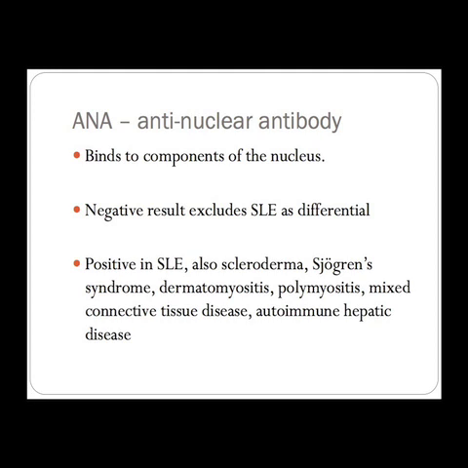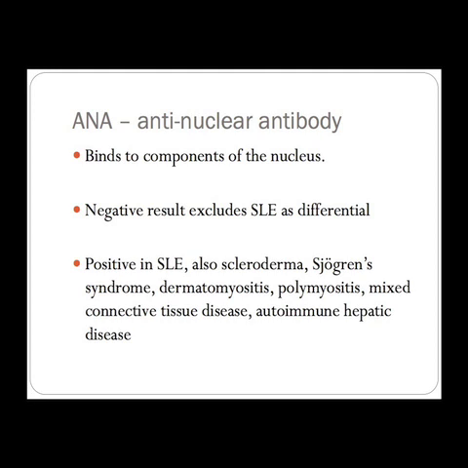A positive test, however, can be due to a number of other problems, the most important of which are scleroderma, Sjögren's syndrome, dermatomyositis or polymyositis, mixed connective tissue disease, and autoimmune hepatic disease. There is no role for serial monitoring of ANA titer in any of the autoimmune diseases.